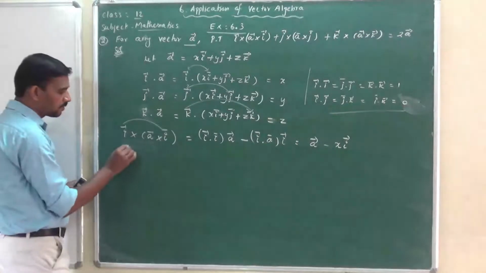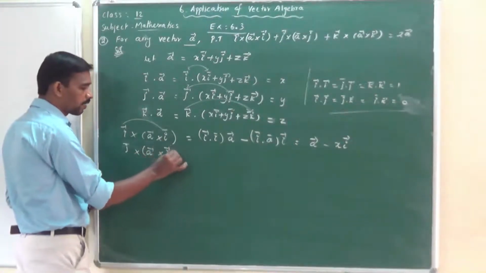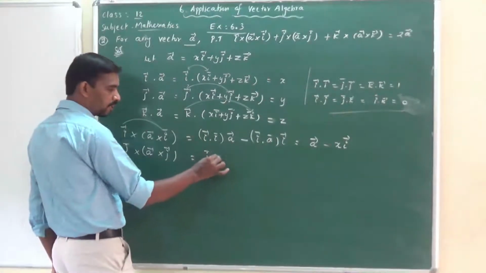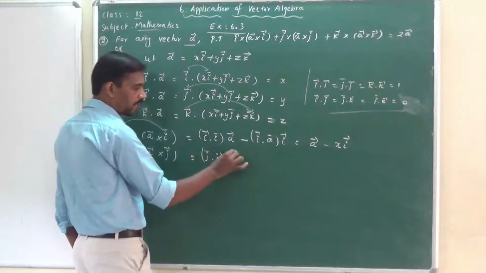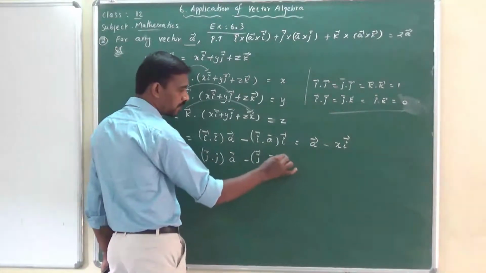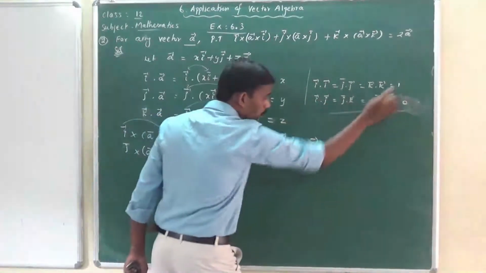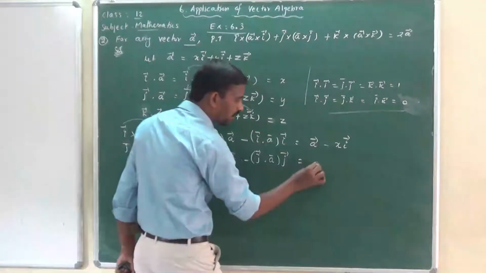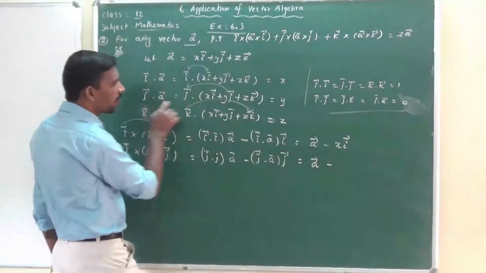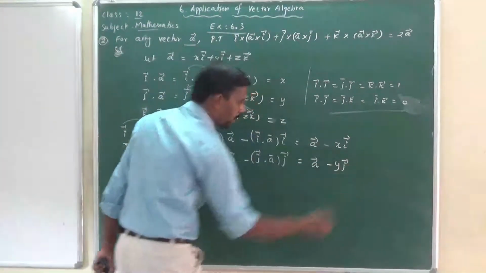Now we are taking j vector cross a vector cross j vector. The same thing, not to dot product it: j vector dot j vector into a vector minus j vector dot a vector into j vector, which is equal to j vector dot j vector coming to 1. So 1 into a vector minus j vector dot a vector. j vector dot a vector is nothing but y. So y and outside j vector.